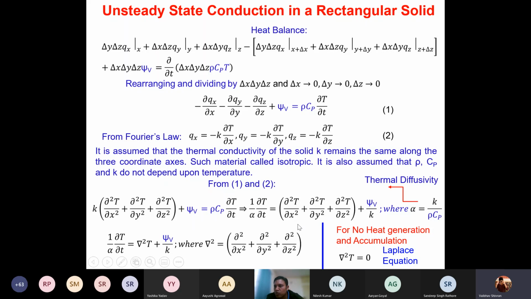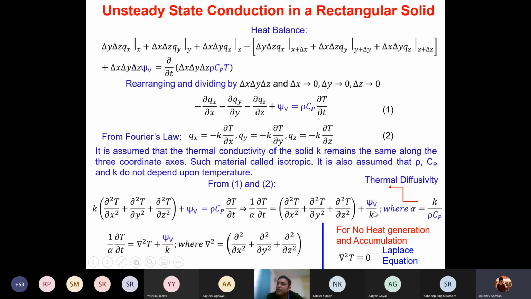This is similar to the unsteady state diffusion equation, isn't it? If you remember, I don't know whether you remember or not, a similar equation you get for mass transfer also, where you get 1 by D dou C by dou t equals dou square C by dou x square, isn't it?